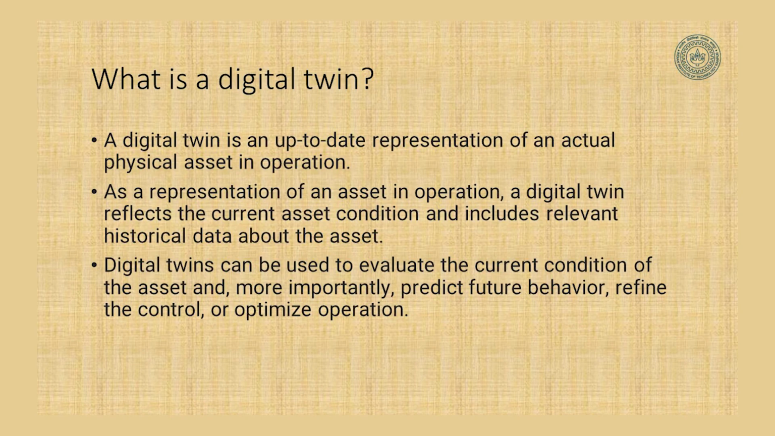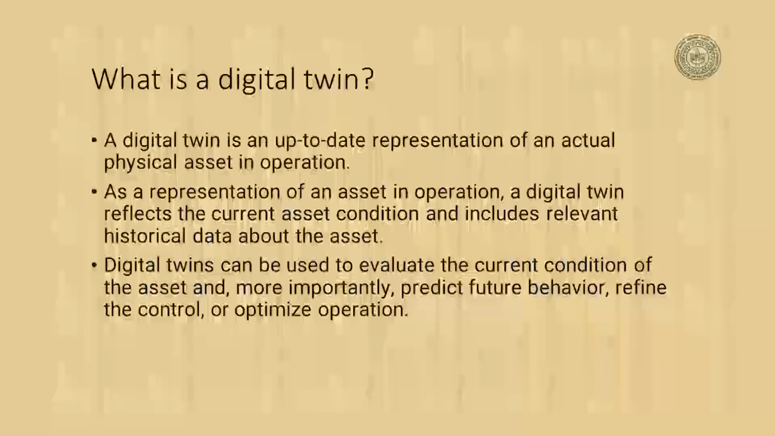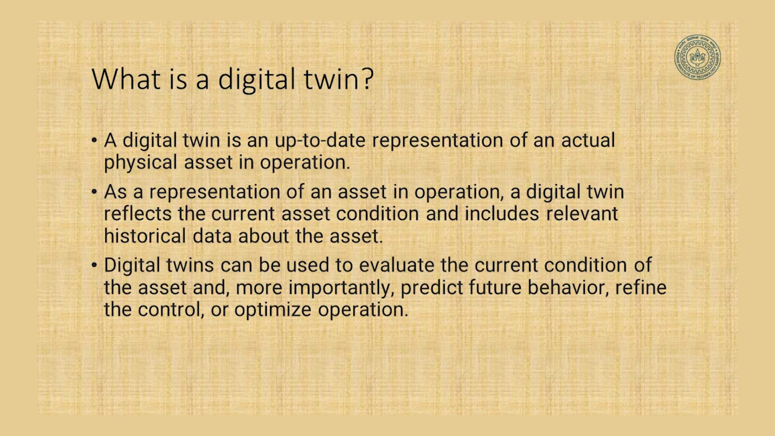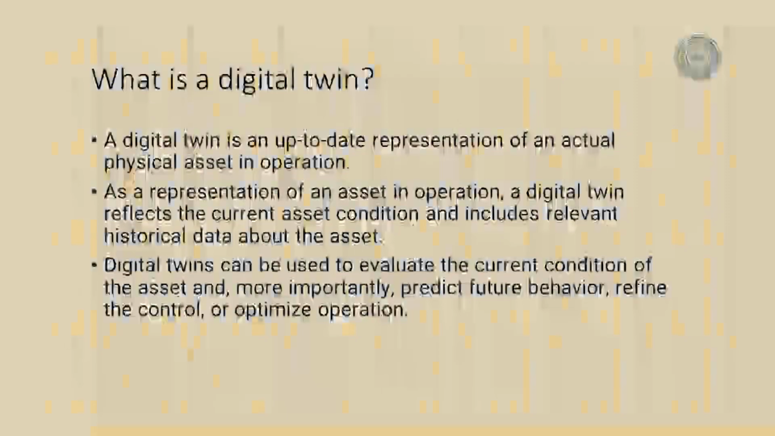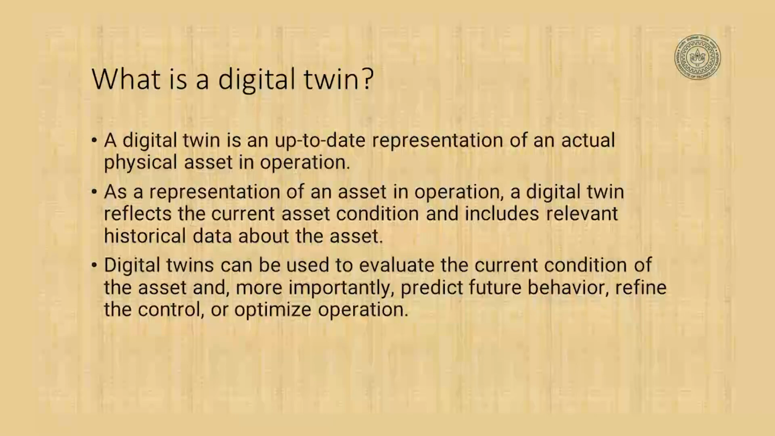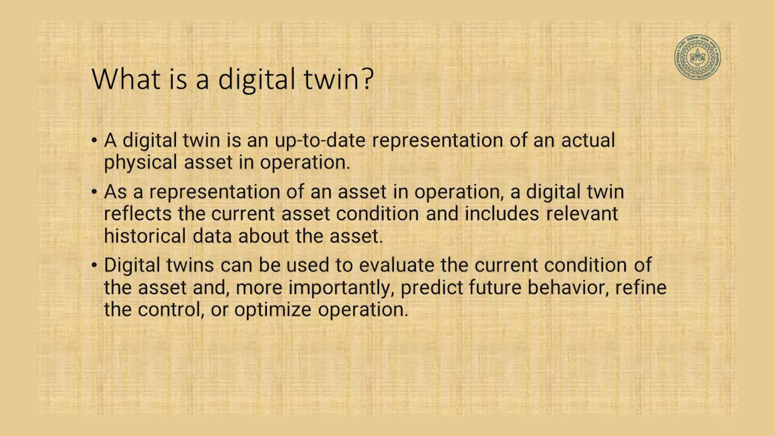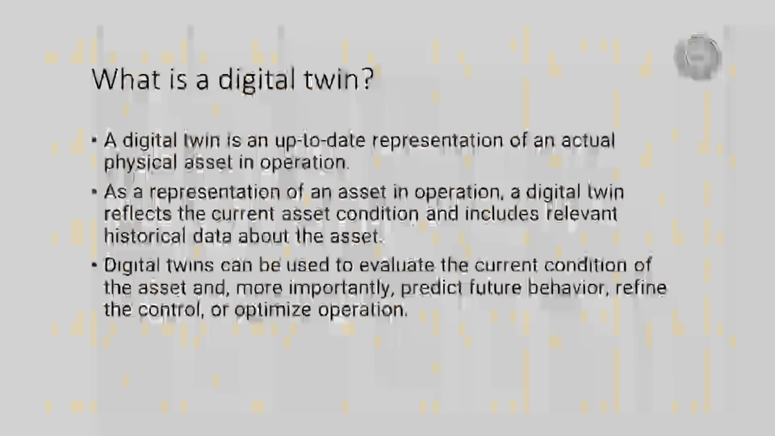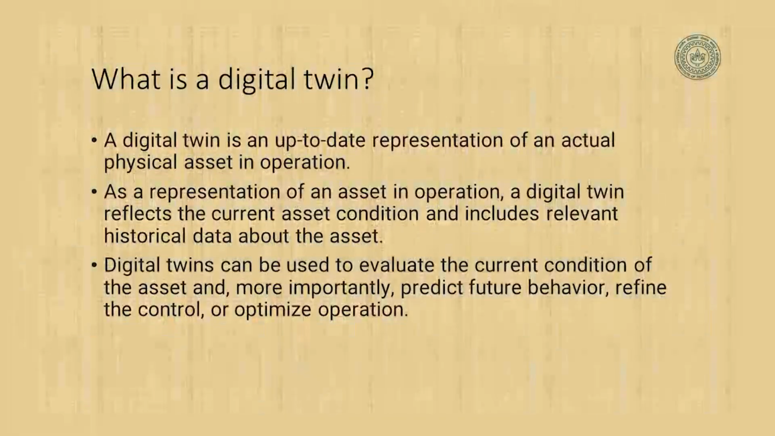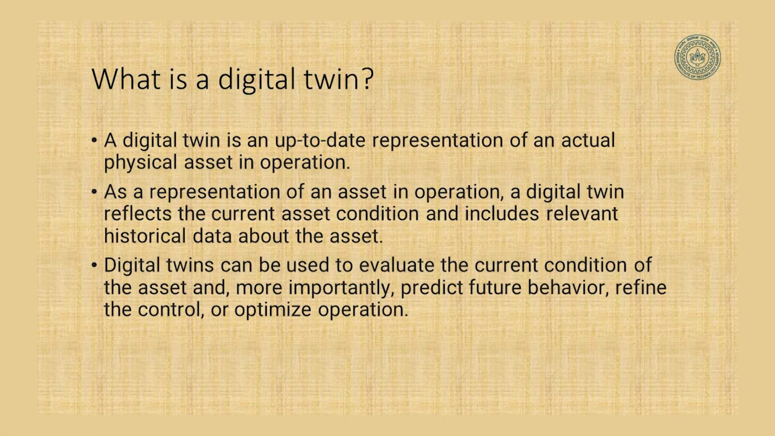So the control of the asset may already be there. You may have some control systems in the asset, but you can refine this control based on the history of the asset, which helps you predict the future behavior. And as a result, you can optimize its operation. Because you are able to predict the future behavior based on the current condition, which is instantaneous, you can refine the control and optimize its operation. So you can make it perform better. Its operation will be optimized, so you can get the best benefit that you can think of from that asset.